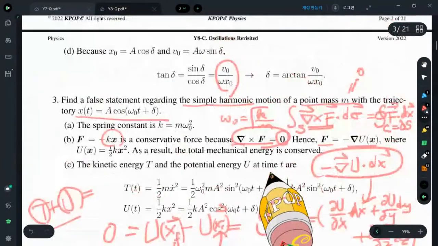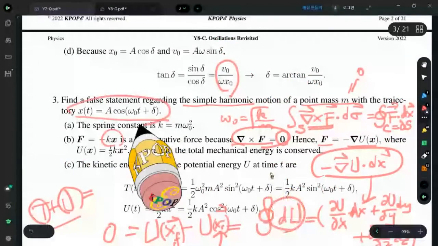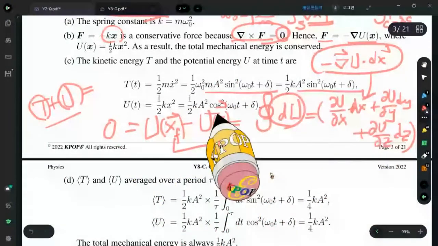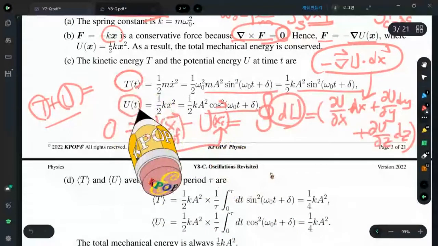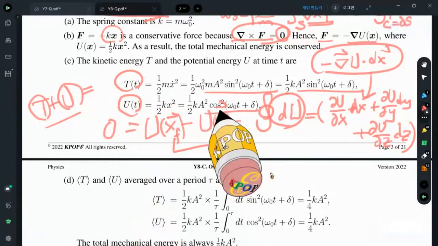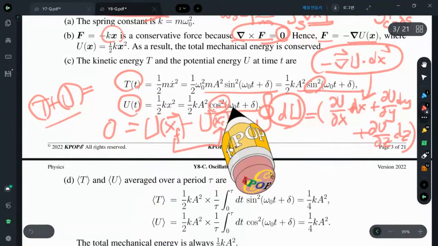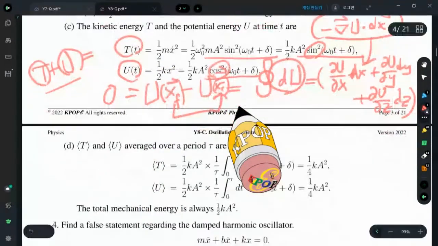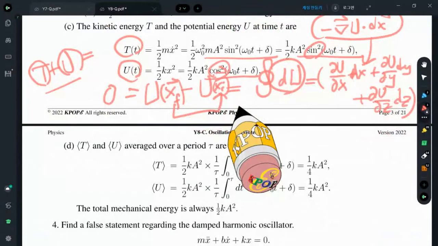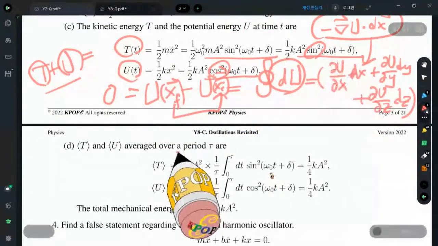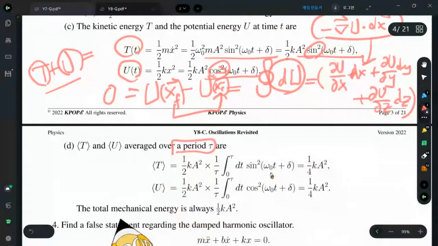Substituting these results for the solution in here, we find the complete time dependence of the kinetic energy and potential energy, and they are sine and cosine. The sum of them is exactly 1. That is conserved completely. In addition, we can average over a period of this oscillation.